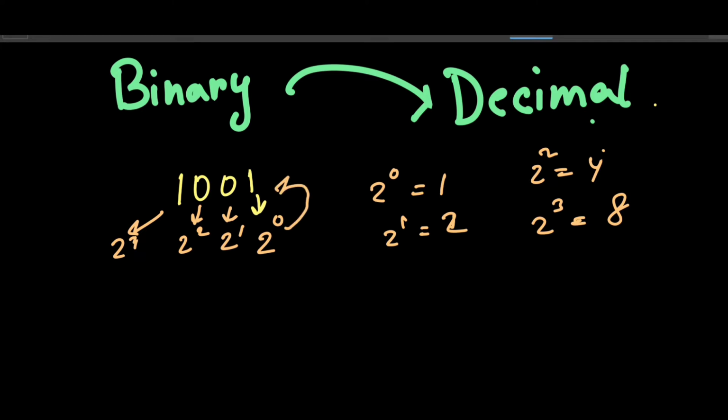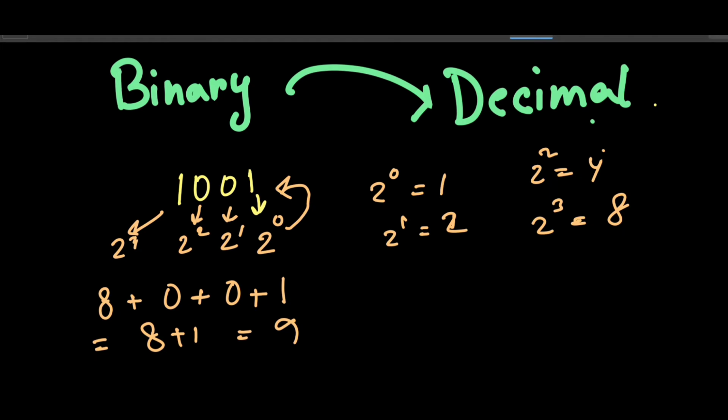And if I multiply this with it, that will be 1. But if I multiply something with 0, that will be 0, and again that will be 0. But 2 cubed multiplied by 1, that will be 8. And if I add 8 plus 1, that will be 9. So that is how we can convert this 1001 into the decimal number 9.